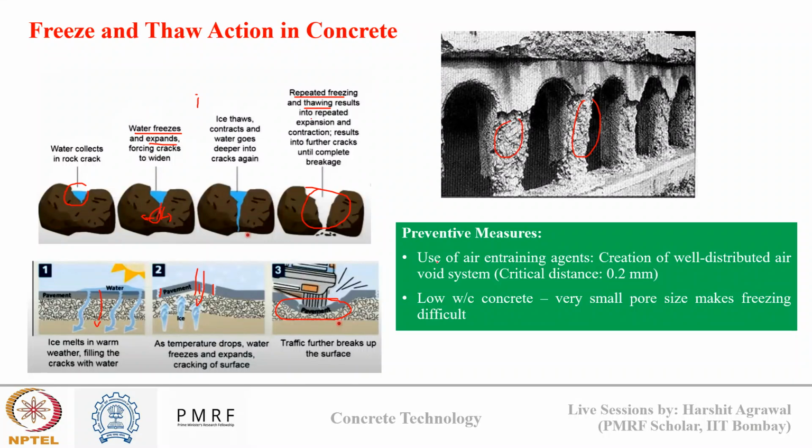How can we prevent this? By using air entraining admixture. We have seen earlier that we can create well distributed air voids inside the concrete, which can accommodate the expansive pressure created due to ice and release the stresses generated. Or by using a low water to cement ratio concrete. If we lower the water to cement ratio, we are increasing the strength of concrete, increasing the resistance against the stresses generated inside concrete, and also reducing the pore size. As we reduce the pore size, freezing becomes difficult, so freeze and thaw action will be difficult.